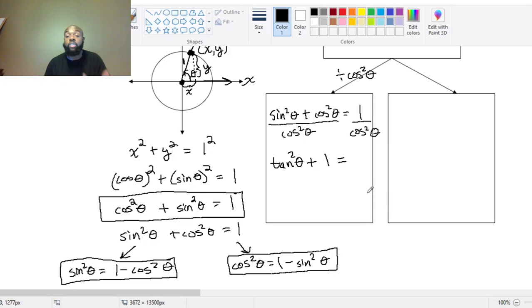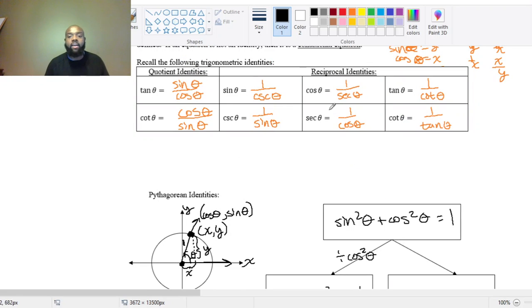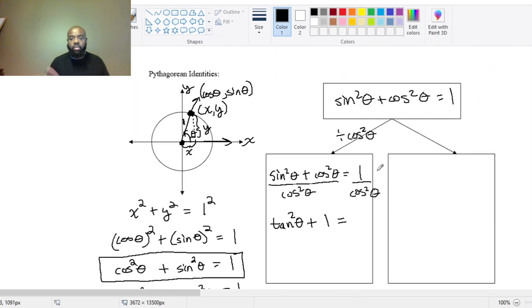This brings up a reciprocal identity. If I go back up, 1 divided by cosine is the exact same thing as secant. And since it's squared, it's going to be secant squared of theta. All right. So this is another Pythagorean identity, that tangent squared plus 1 equals secant squared of theta.